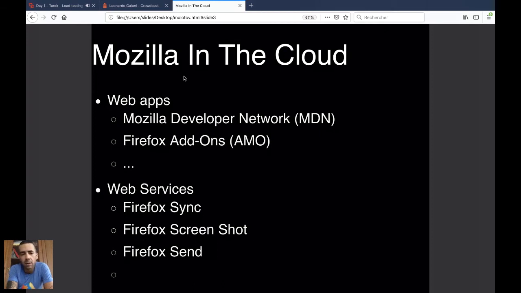I think we have maybe 20 web services around Firefox when you use it. So there are a lot of apps in the cloud to make the Firefox experience cool.